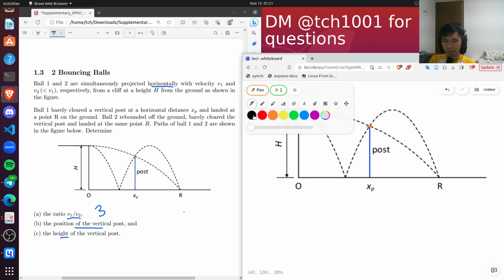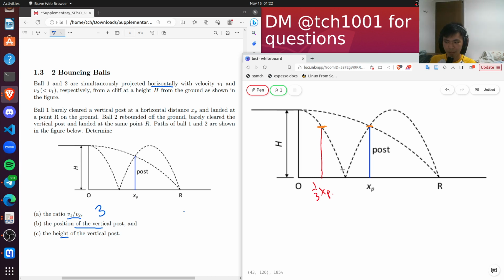And so what is the horizontal position of this? If I draw a red line down, we know the ratio of the velocities, so the horizontal position of this must be 1/3 xp. So now we do know the horizontal position.